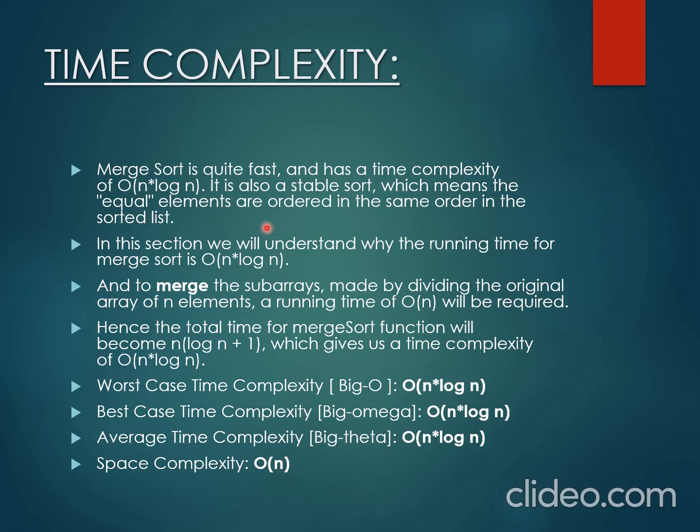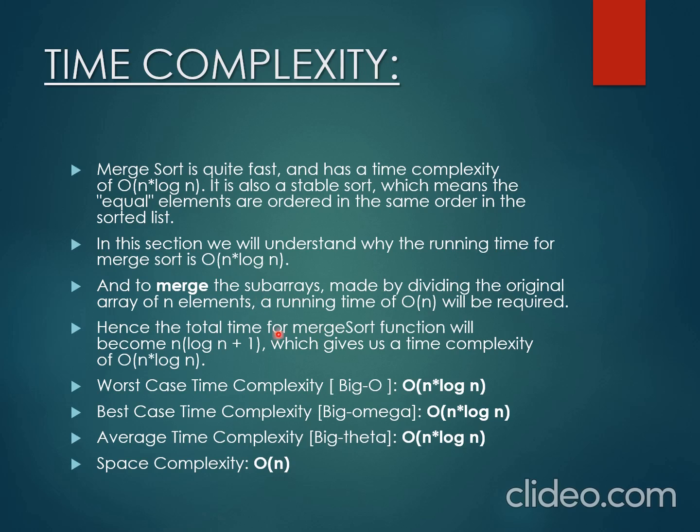In this section we will understand why the running time for merge sort is order of n log n. Okay, I'll explain it to you. To merge the subarrays made by dividing the original array of n elements, a running time of order of n will be required. So since there are n elements in the array, we need order of n as time complexity, and hence the total time for merge sort function will become n into log of n plus 1, which gives us a time complexity of order of n log n.